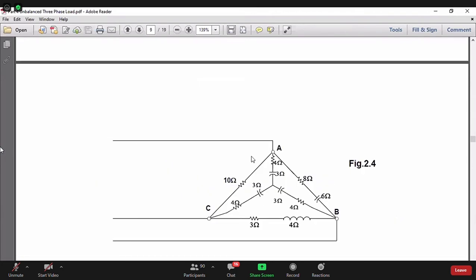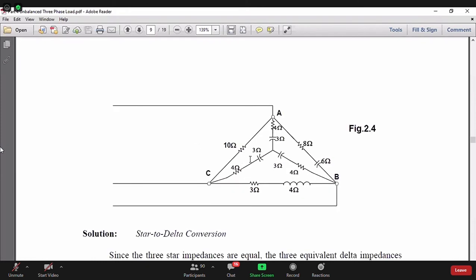Now here I have a problem. Look at this. I have a delta load, and this delta load is given here: 8 minus j6, 3 plus j4, and 10. Similarly, you have a star, and they are in parallel. As I said, three-phase in parallel means individual impedances are not in parallel, but they are connected across the same three terminals or nodes.